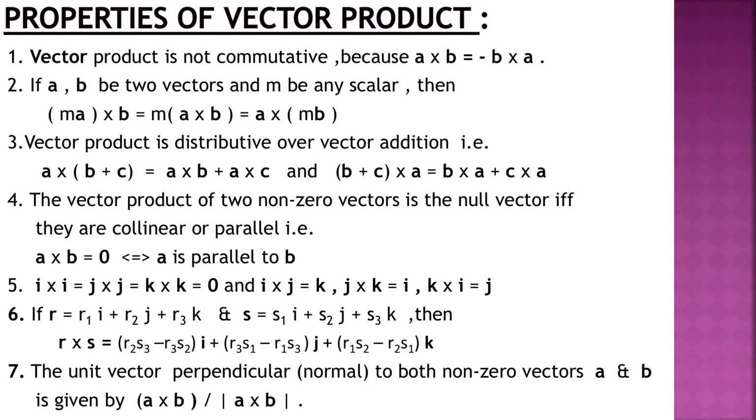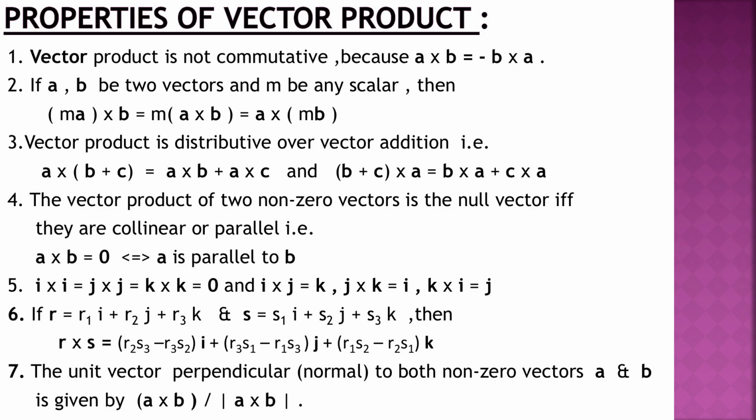So, i cross i, j cross j, k cross k is equal to 0, because i is parallel to itself. So the angle between them is 0, and sin 0 is equal to 0. If R is equal to R1 i cap, R2 j cap, R3 k cap, and S is equal to S1 i cap, similarly S2 j cap, S3 k cap, then R cross S.